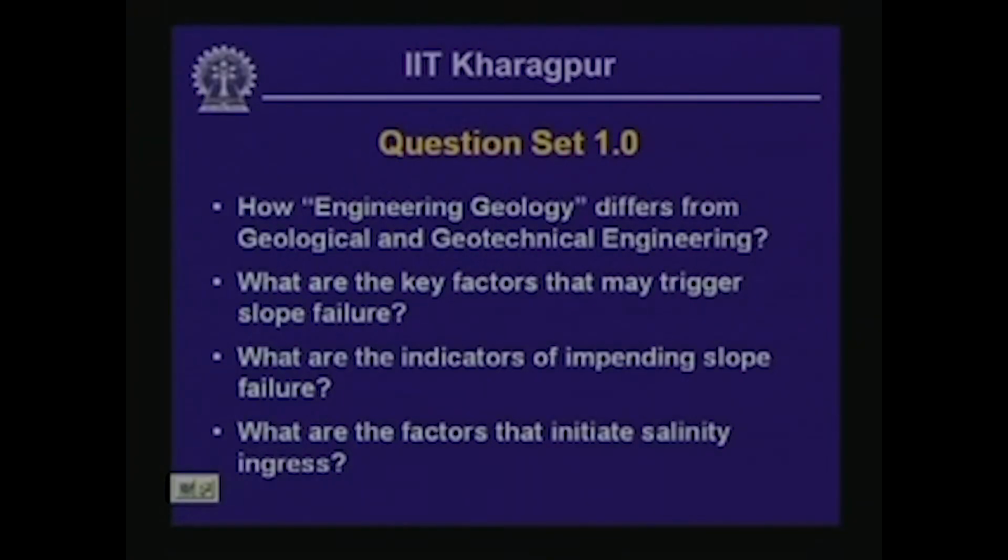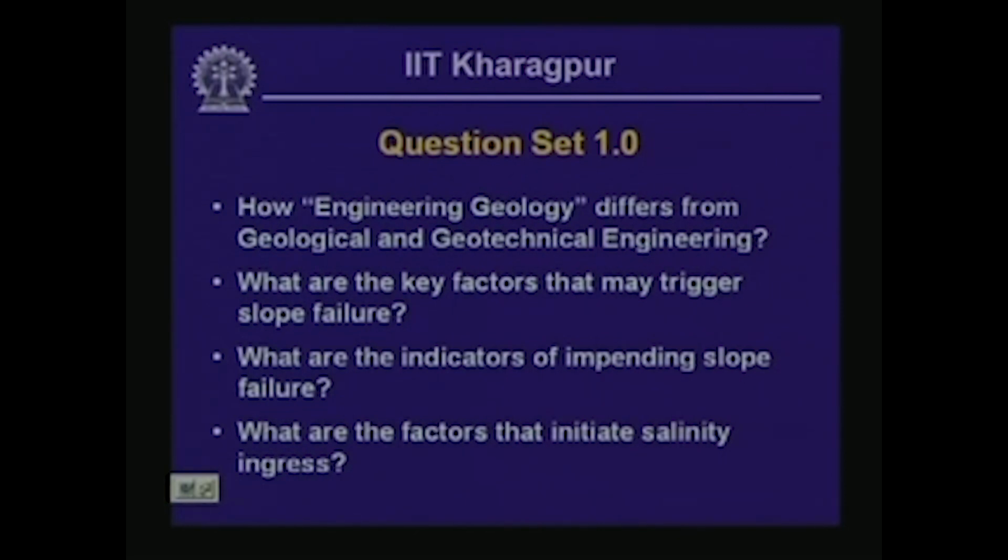The third question that I asked was what are the indicators of impending slope failure. Now, this I discussed in passing when I was making the presentation the last time, and one of the major indicators of impending slope failure is appearance of cracks near the top of the slope. If such cracks are detected while inspecting a slope, that is taken by engineering geologists as an indicator of impending failure of the slope. The fourth problem that I asked was what are the factors that initiate ingress of salinity.